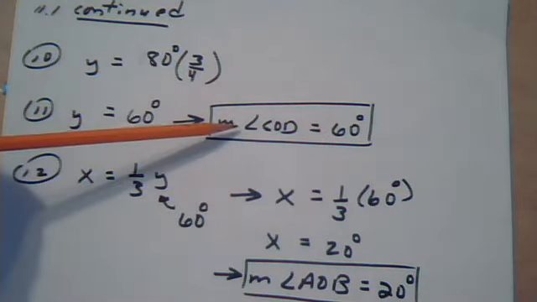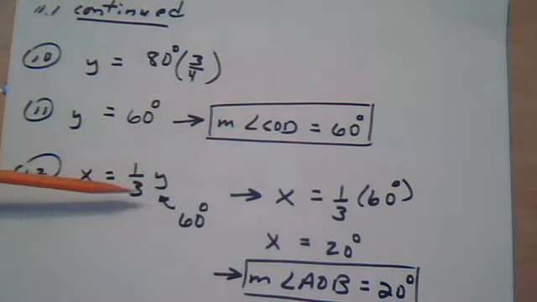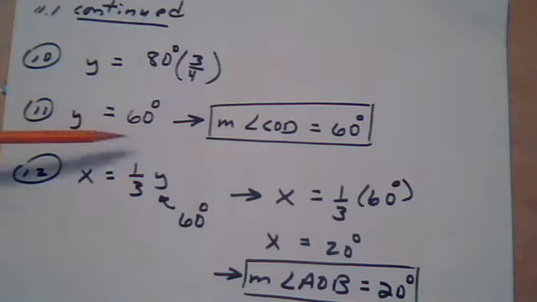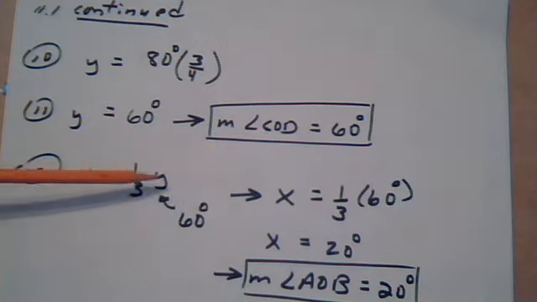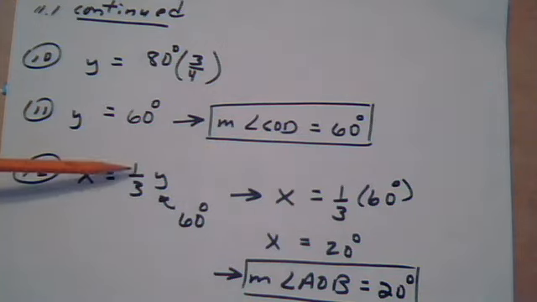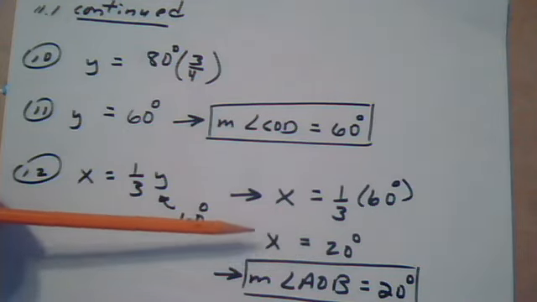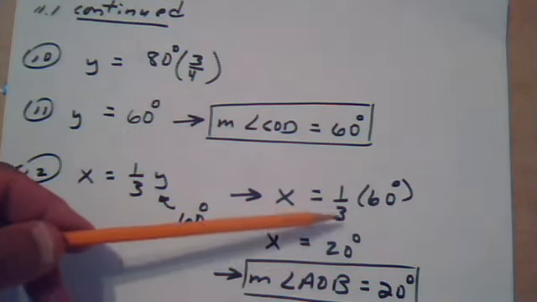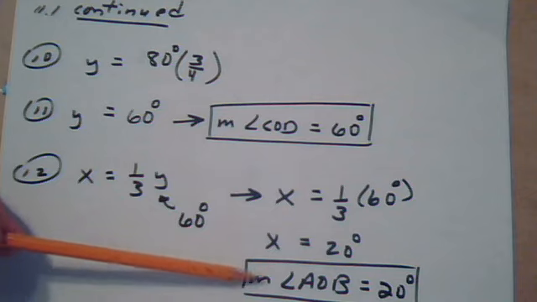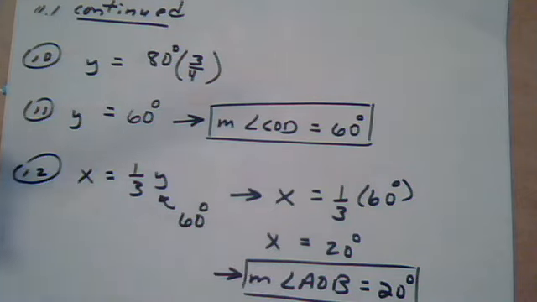Now that you know one of the angles, we have this relationship stated previously. So this is the Y. Put that 60 where the Y is. Then 1/3 of 60 is 20. So now we know that X equals 20 degrees. So the measurement of angle AOB equals 20 degrees.